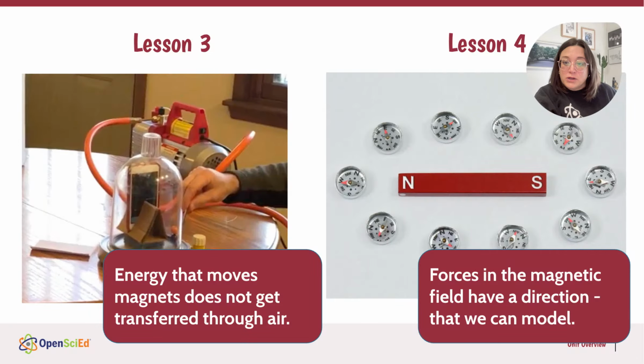Not only that, but the forces in the magnetic field have a direction that we can model with diagrams and computer interactives. So now we're wondering how the magnetic field responds when there are 2 magnets, or a magnet and a coil that are near each other.